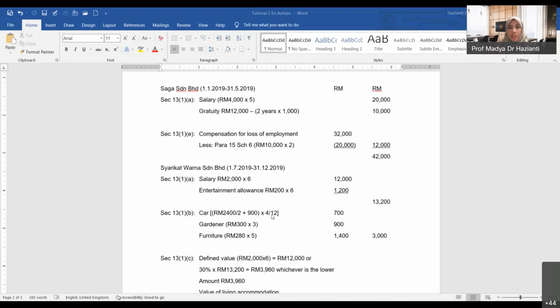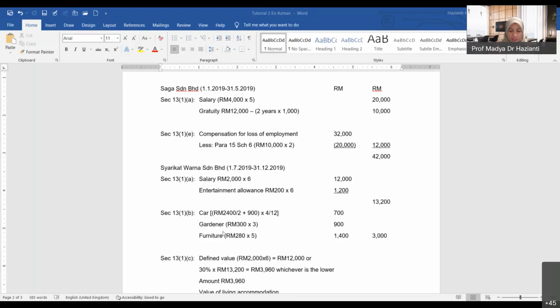Times, dia guna berapa bulan je? 4 bulan je, 4 times 12. Dia dapat kereta in September. Dia kerja in July tapi dia dapat kereta in September. So we only calculate from bila dia dapat kereta tu, not bila dia start kerja. So 4 months. So darab-darab you get 700.